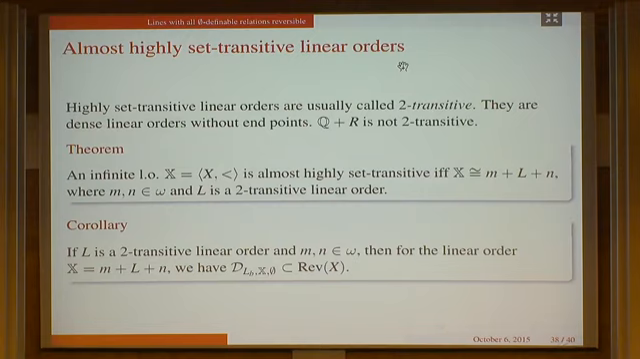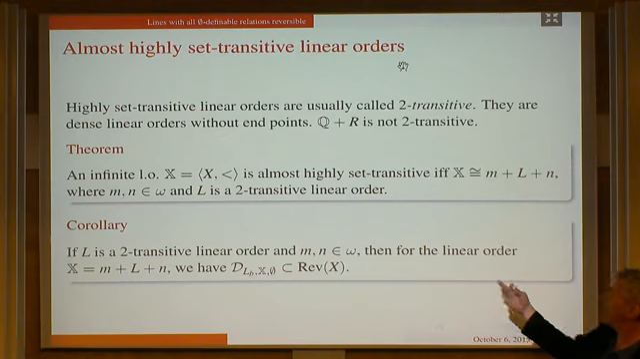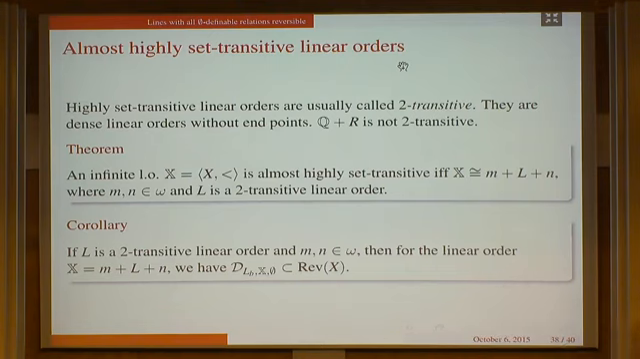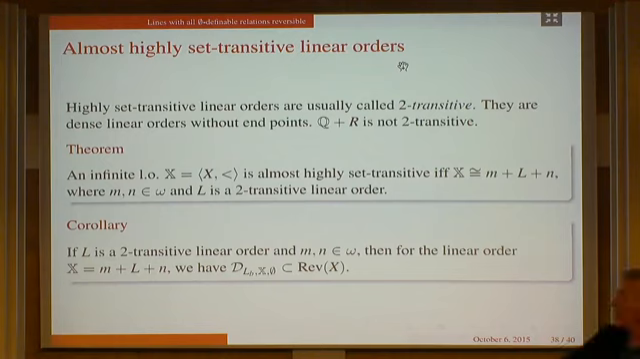Which linear orders have this property? This is a theorem. An infinite linear order is almost highly set transitive if and only if it can be represented as such a sum, where in the middle we have a 2-transitive linear order. For example, Q plus R plus Q is not 2-transitive because we have uncountable intervals in R. Okay, this theorem does not solve the problem completely, but it will help. If L is a 2-transitive linear order, then for the linear order m plus L plus n, we have the desired condition that all definable sets are reversible.